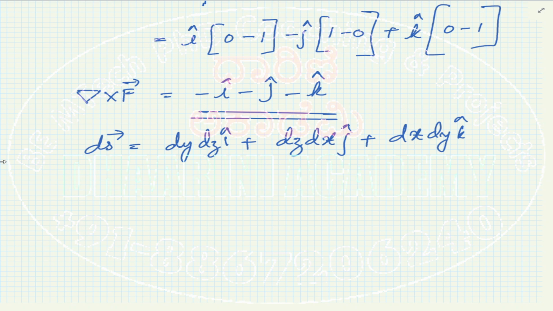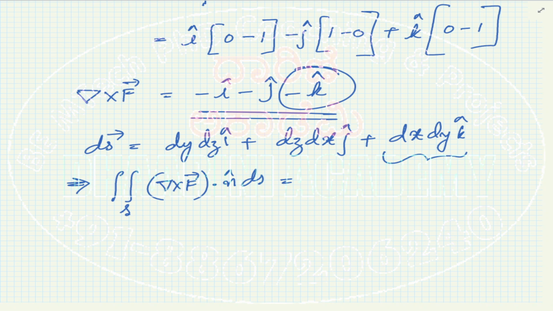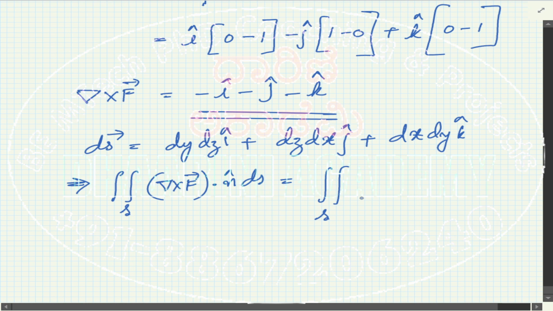This implies the double integral over the given surface of curl, or del cross f vector, dot n cap ds, should be equal to, since we don't have the dz components, we are left with only this part. This part can be multiplied with only this part. So I'll write this: double integral over the given surface of minus dx dy.